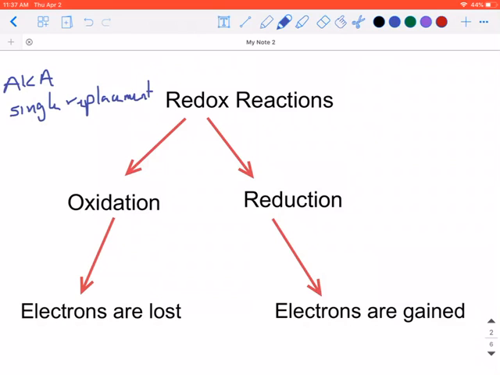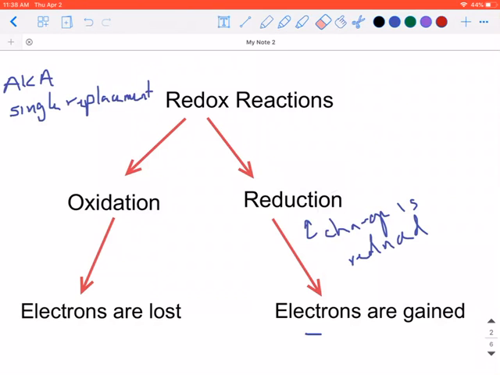So if we break down redox, redox is just a combination of oxidation and reduction. Oxidation is when electrons are lost, and reduction is when electrons are gained. And that sounds kind of weird, right? When you think of something being reduced, you don't think about something being gained. But if you think about electrons, we know that electrons have this negative charge. So if an atom is gaining this negative particle here, then the charge is reduced.